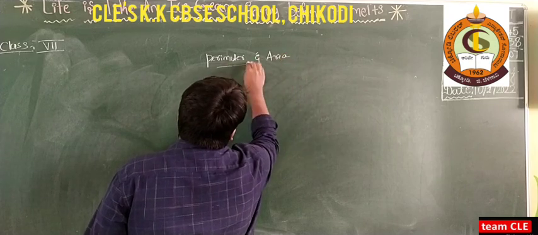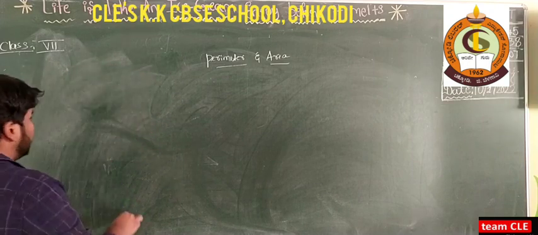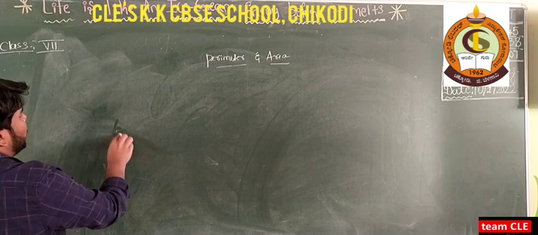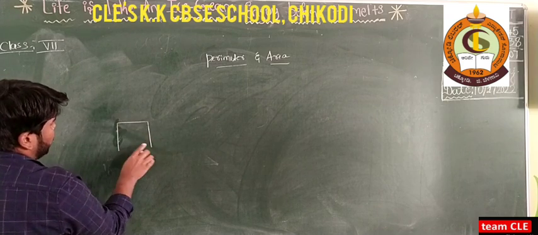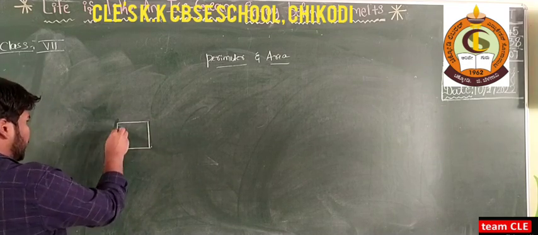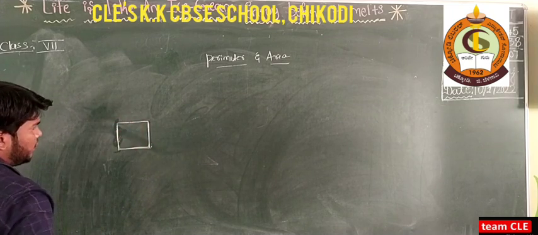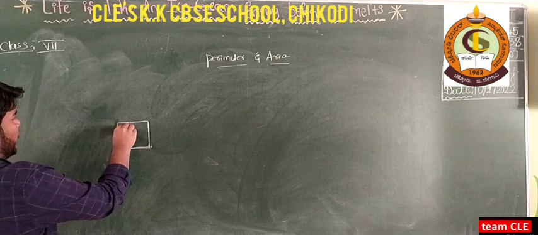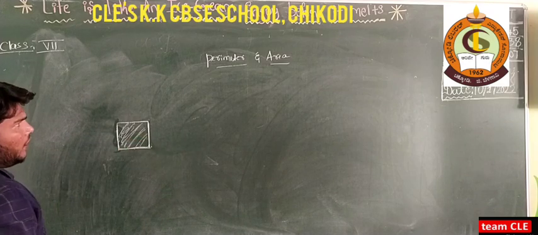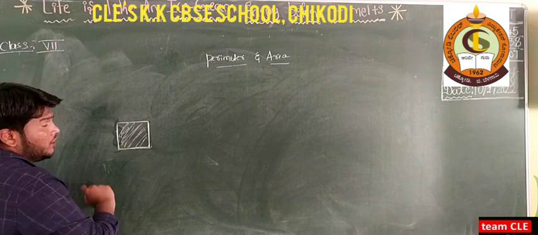First of all, we are going to learn the two concepts of perimeter and area. Perimeter is nothing but, here I will draw one circle and one square. See here, the boundary of a closed figure is called the perimeter, and the region occupied by the closed figure is called the area.